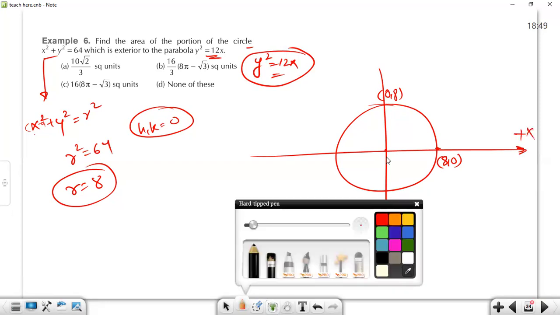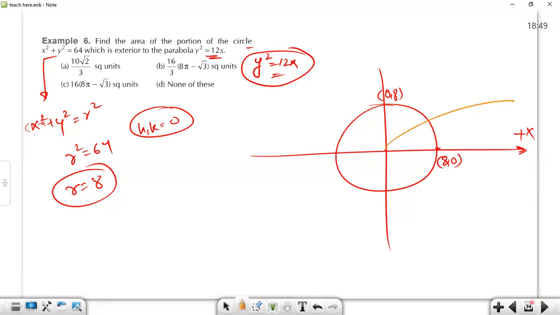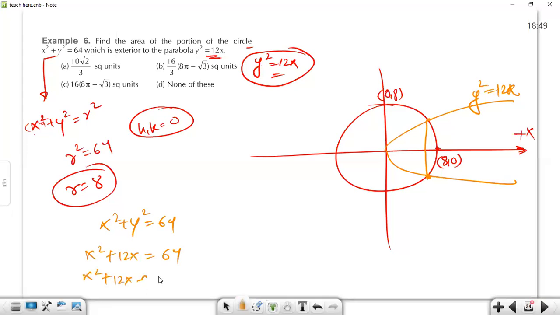Drawing the parabola, this is the parabola y square is equal to 12x. Let's find the intersecting points of this parabola and the circle, so that we will be able to find these 2 points, which will be in a straight line. y square is equal to 12x, and x square plus y square is equal to 64. Simply writing, x square plus 12x minus 64 equals 0.